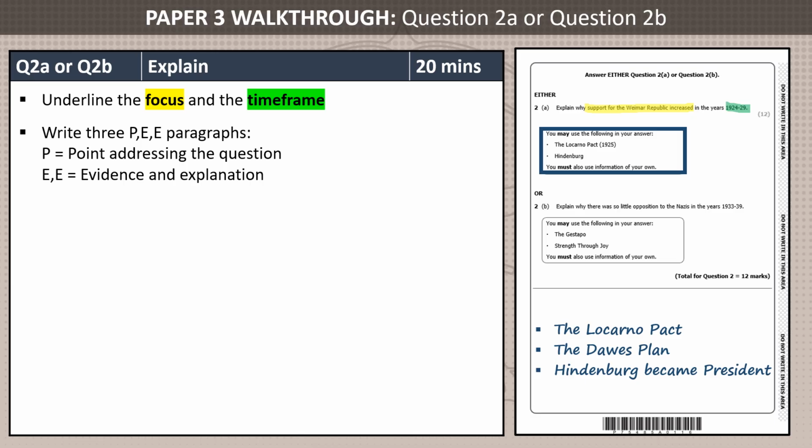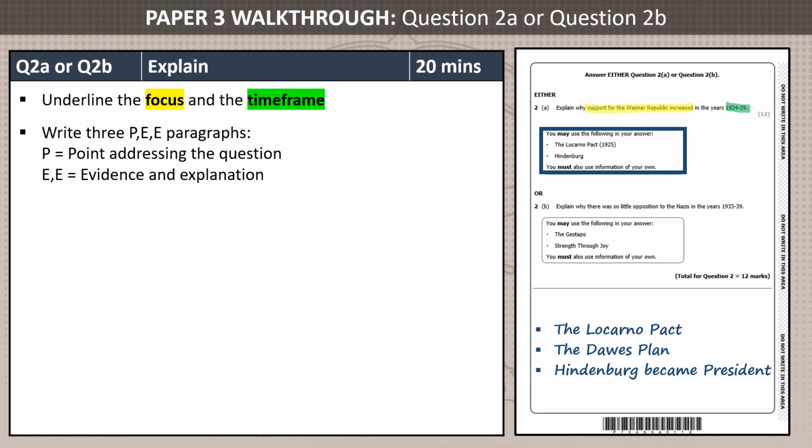In my second paragraph, I'm going to explain that the Dawes Plan created a booming economy which improved living standards, and this increased support for the Weimar Republic. In my final paragraph, I'm going to explain that Hindenburg became president, and that attracted middle-class support to the Weimar Republic.